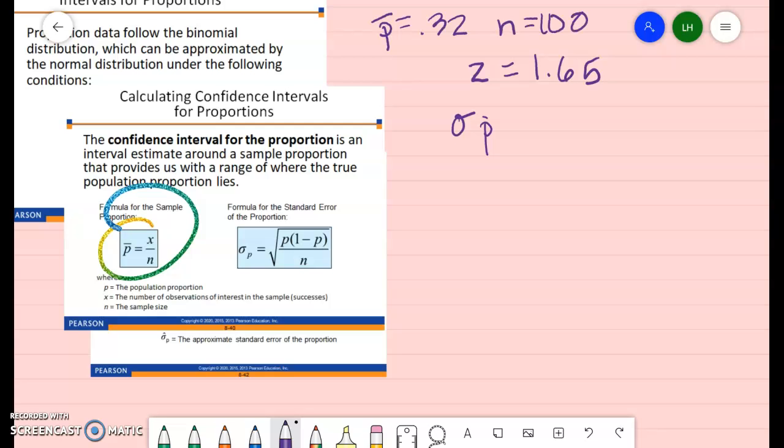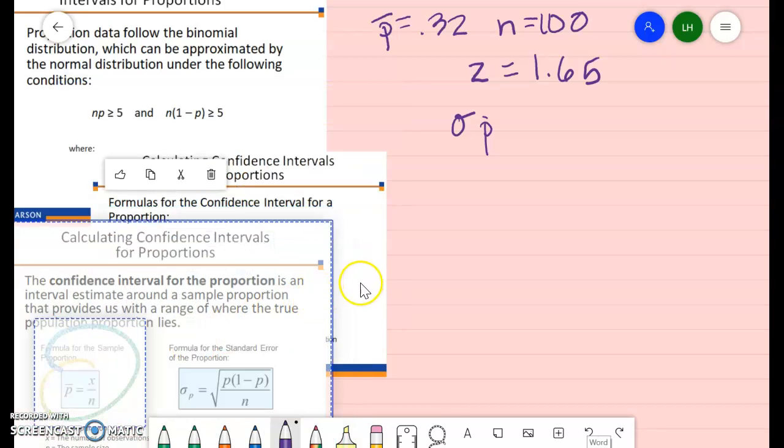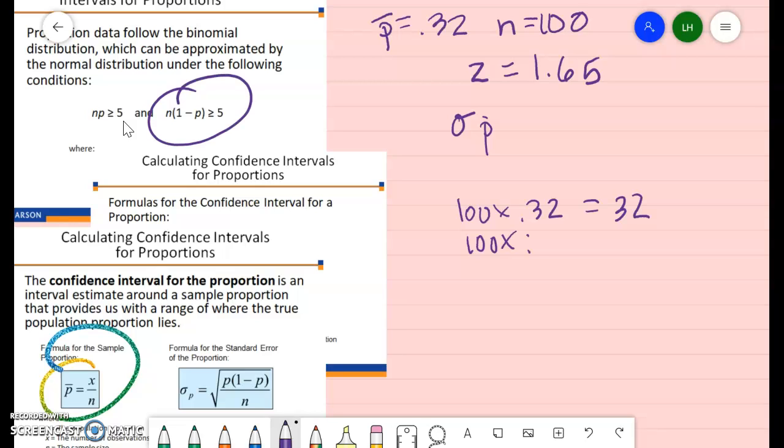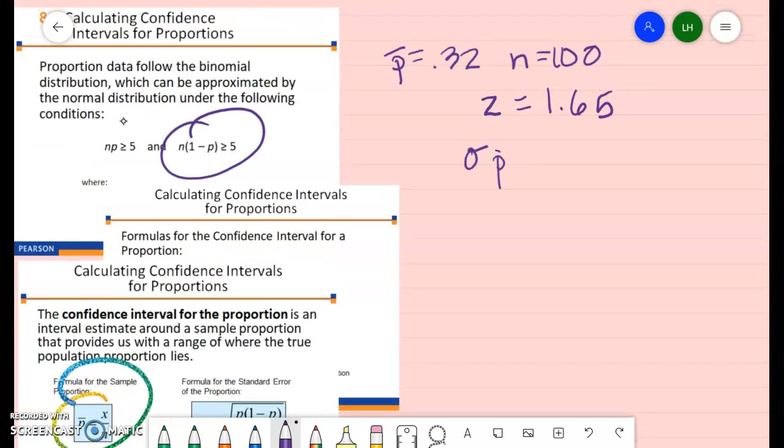So remember that we should check to see if n times p is greater than or equal to 5. Well, n is 100 and p is 0.32, so that's definitely greater than 5. And then 100 times 1 minus p, 1 minus 0.32. Well, 1 minus 0.32 is 0.68. Well, that's definitely greater than or equal to 5. So we can use a normal distribution. We can use the z-score in our confidence interval. So we can keep going here.